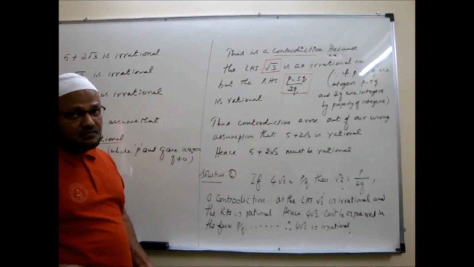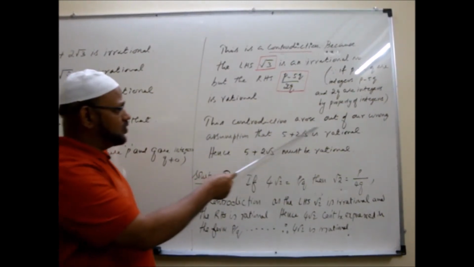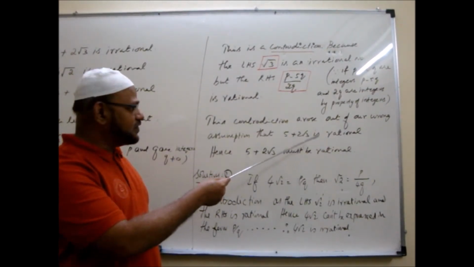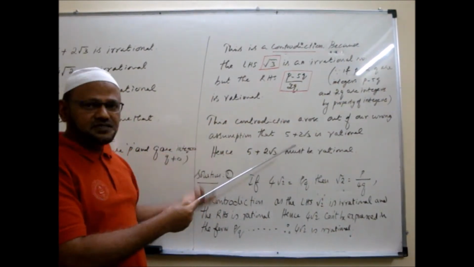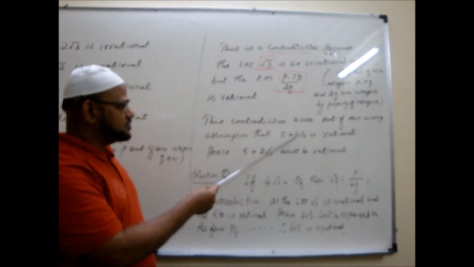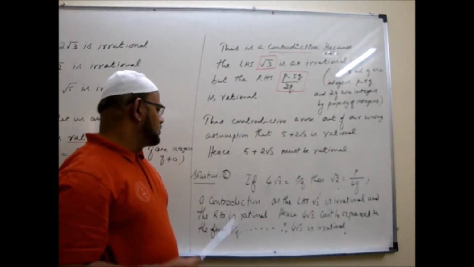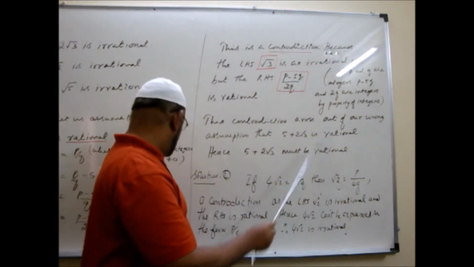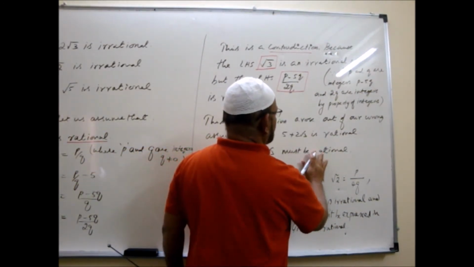Why did this contradiction come? As we expressed it as p by q. So this contradiction arose out of the wrong assumption. I assumed it is rational. We cannot assume in that way. As I assumed, I took it as p by q and then the contradiction arose. So what you can say? This contradiction is because of our wrong assumption that 5 plus 2 root 3 is rational. So what we conclude? Hence 5 plus 2 root 3 must be irrational, cannot be rational.